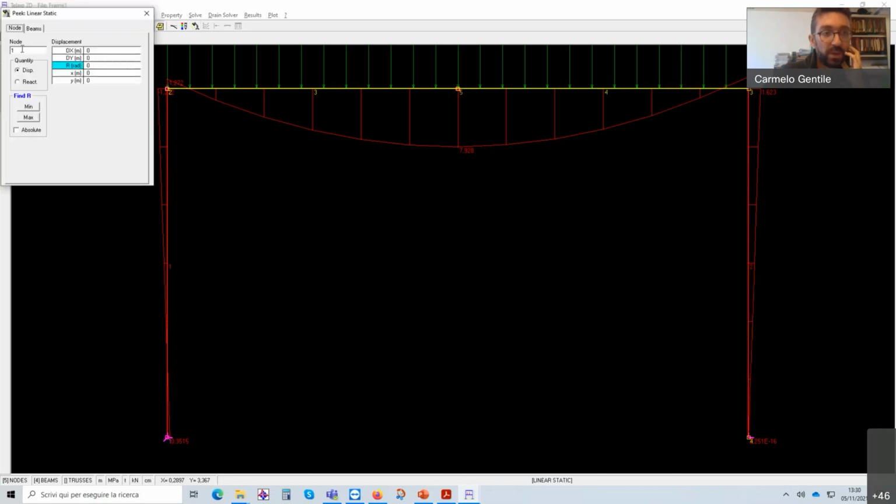And if we go on the node 5, the displacement in the node 5, the vertical one, is 0.0001. So it's 0.1 millimeter. Sorry. 0.15.